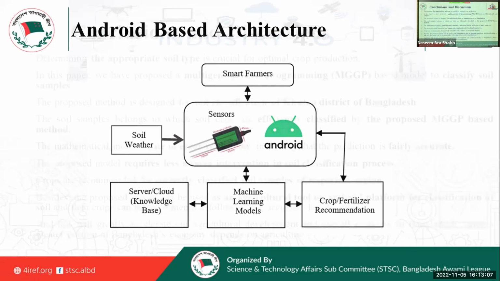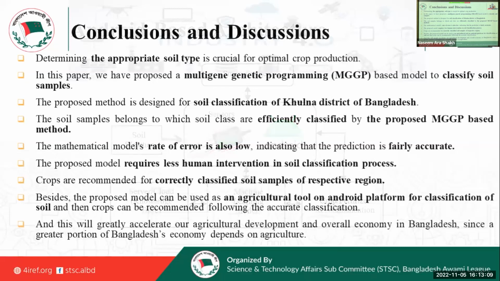And conclusion: we built a computational model using multi-gene genetic programming to classify the soils, and finally we recommend some crops based on this soil classification, and finally we implemented an Android-based app for the crop recommendation system. Thank you. Thanks for your attention.